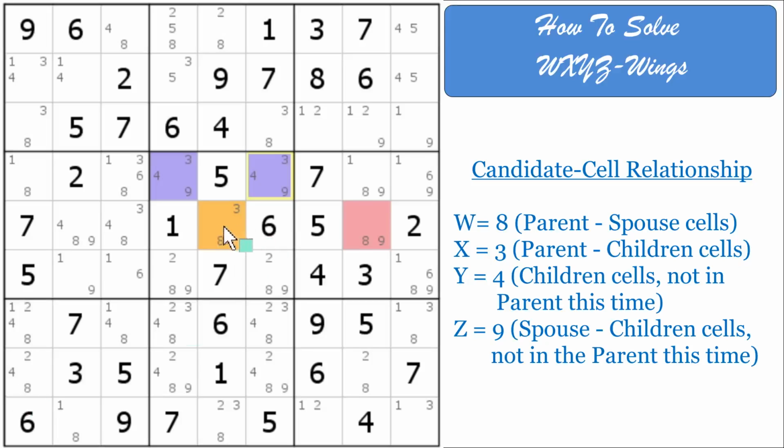Where do the 9s see each other? Right here and here. Okay, so why does this work? Well, what's the W candidate? It's an 8. So is it only between the parent and the spouse cell? Sure enough, it is. So it's okay for the W candidate and for the spouse cell to be outside of the block of the parent. It's okay. And is the other candidate in this spouse cell the unrestricted candidate? And it sure is. It's the 9. So we have that W candidate and we have the unrestricted, which is the Z candidate.